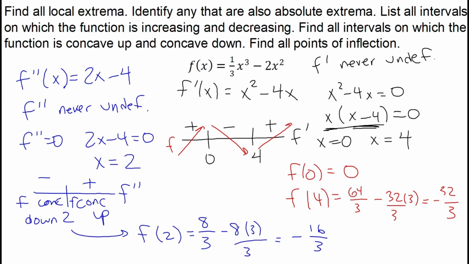We should have also gone in through here and talked about whether they were local or absolute before we write this out, because it does say identify if they're absolute. We know this is a cubic, which means that this is going down here to negative infinity and up to positive infinity, which means that we're not going to have any absolute extrema. So all we have is local extrema.